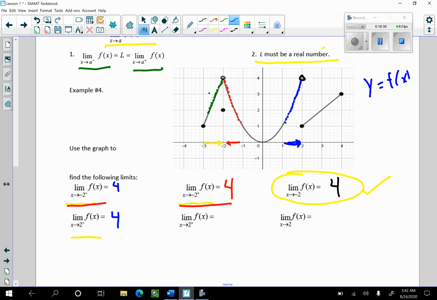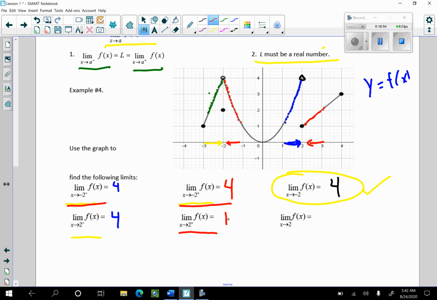Let's go to the other side now, because we want this limit here as x goes to 2 from the right. As x goes to 2 from the right, up here at this bug, and this bug is crawling, crawling, crawling. And what do the y values get close to? Those y values are getting close to 1.